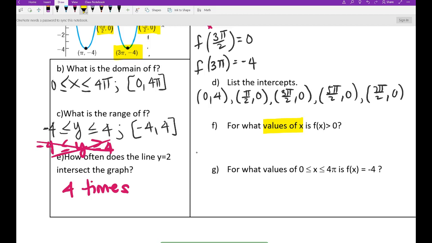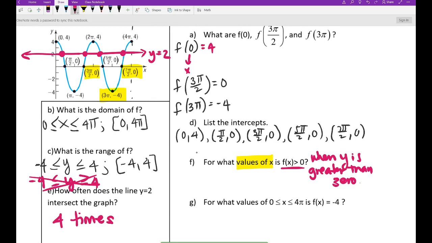What's the situation with x? I'm looking for all x's? That's called the domain. I'm looking for what? Only what? When what is greater than 0? When y is greater than 0. This is really spelled out. When y is greater than 0. Okay. So that's what that question really wants us to do.